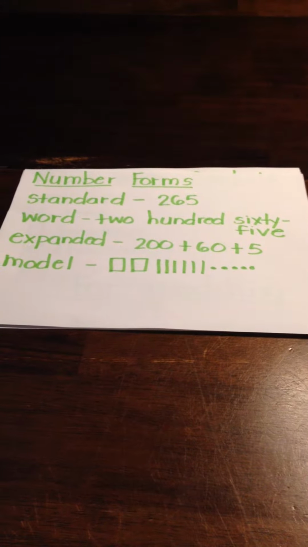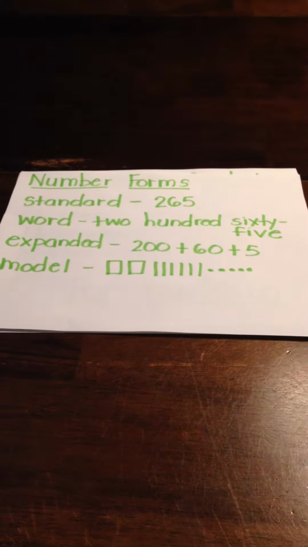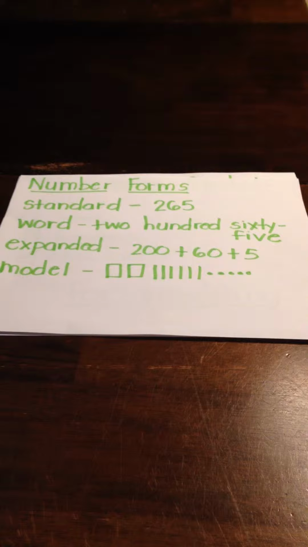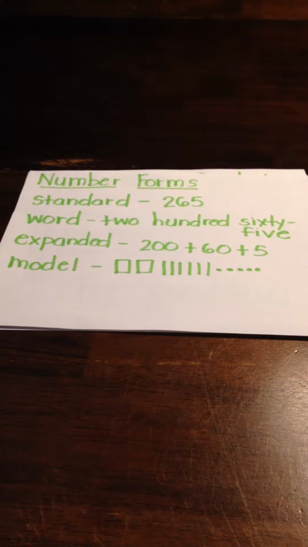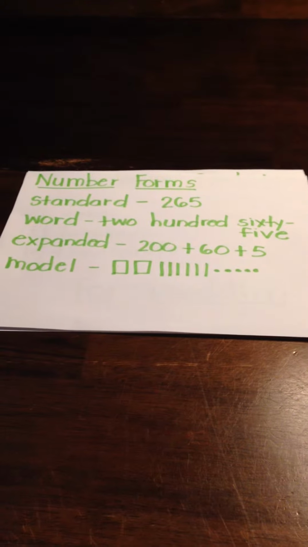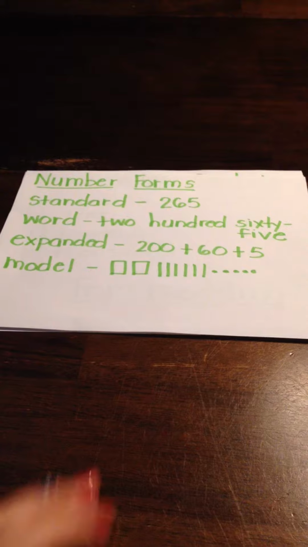The third number form is known as expanded form. In expanded form, the number is broken down by its place values. For example, 200 plus 60 plus 5. The last number form is known as model form. Model form is a drawn illustration used to represent the different place values.